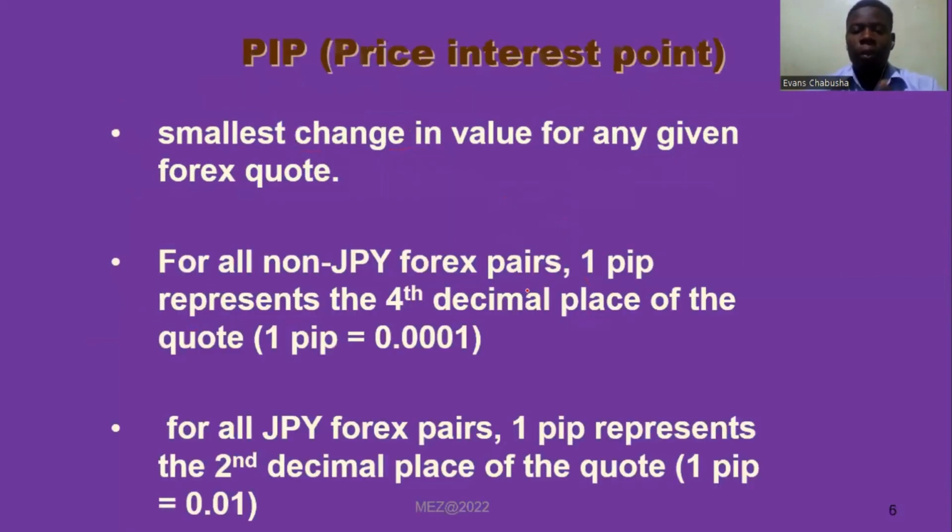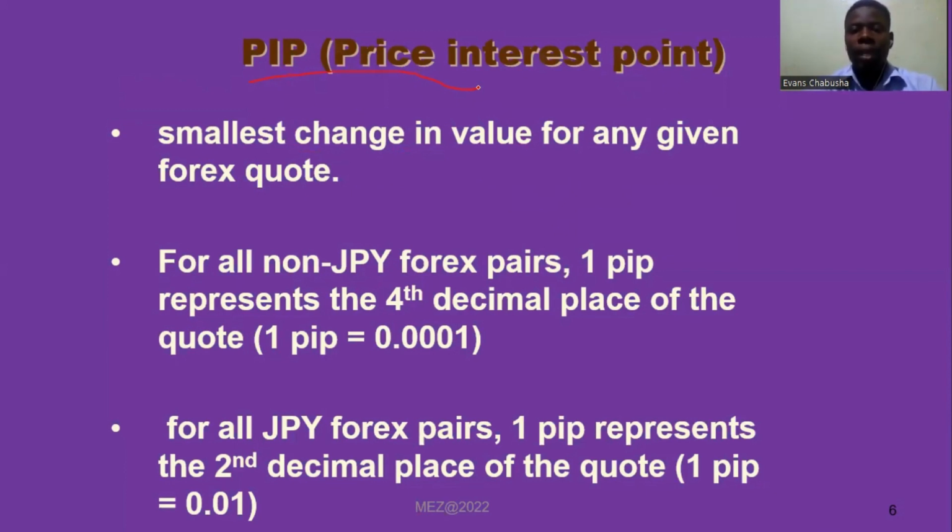So we move on again. What is a pip? When you're a beginner, you hear a lot of people saying, I've gotten 100 pips, I've gotten 20 pips, I've gotten 30 pips, my stop loss is at 50 pips, all those things. So now, what is a pip?